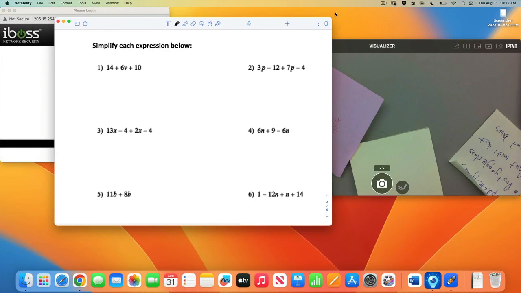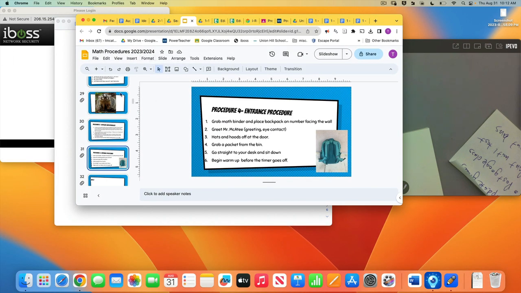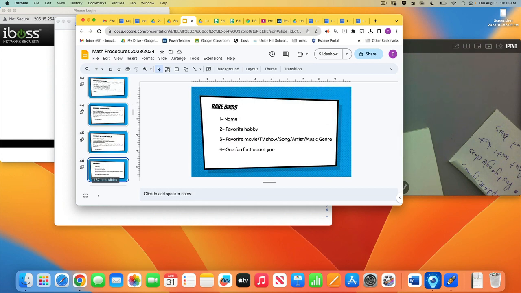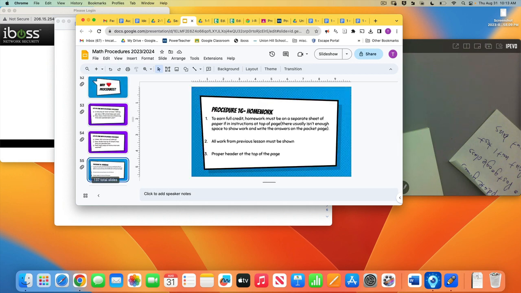Start out with partner practice. Nope. We're not going to do your clocks yet. You're going to work with your elbow partner. If you don't have elbow partners, I will assign you one if somebody is absent. So just hang tight at your desk and I will get you a person to work with. 7 minutes. Partner practice. Go.